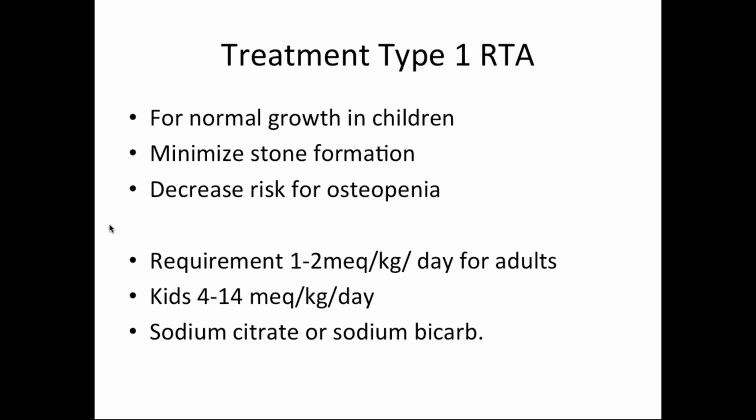For the treatment of type 1 RTA, the focus is to have normal growth in the children, minimize stone formation, and decrease the risk for osteopenia. For adults, the requirement is usually low, in the 1 to 2 milliequivalents per kg per day, but for kids it might be higher, in the 4 to 14 milliequivalents. And you can use sodium citrate or sodium bicarbonate, because once the acidosis is corrected, usually they don't have a significant potassium loss.